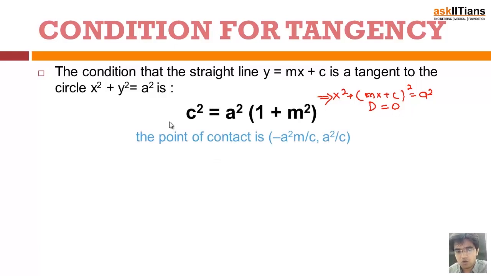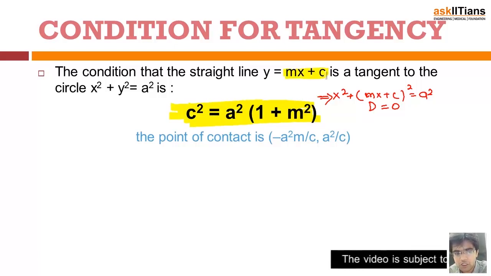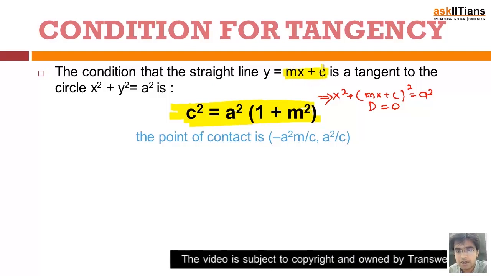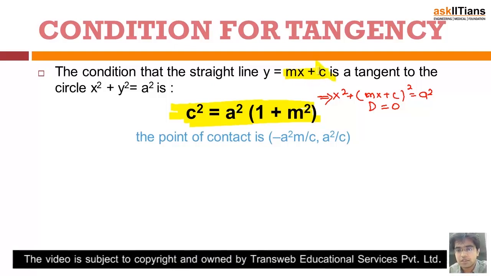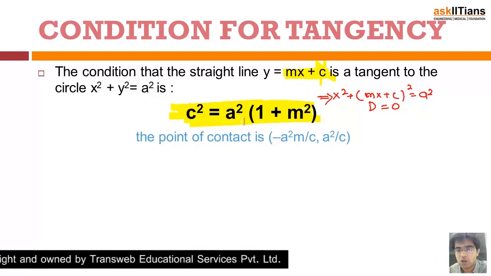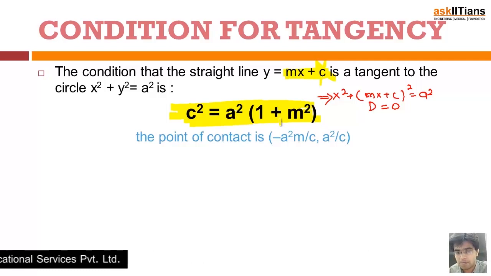When you put d equal to 0, you will get c square is equal to a square of m square plus 1. This is a very important result. This is called the condition of tangency. If your line y is equal to mx plus c is a tangent to the circle, then the condition lies on c. c has to be equal to a square root of 1 plus m square.